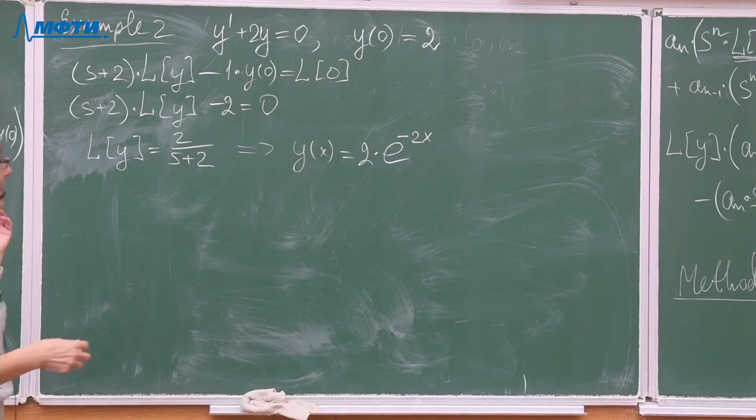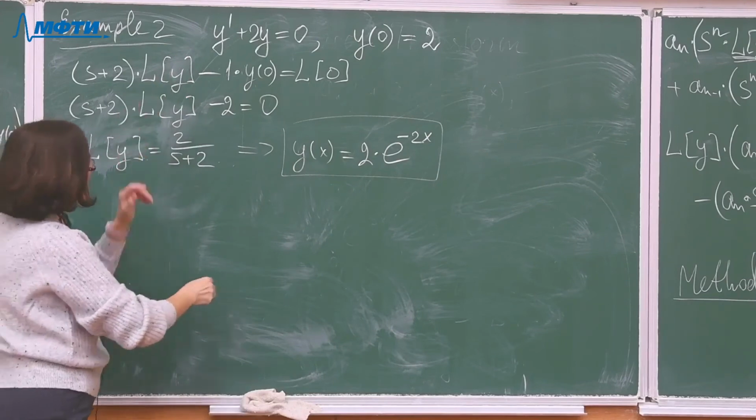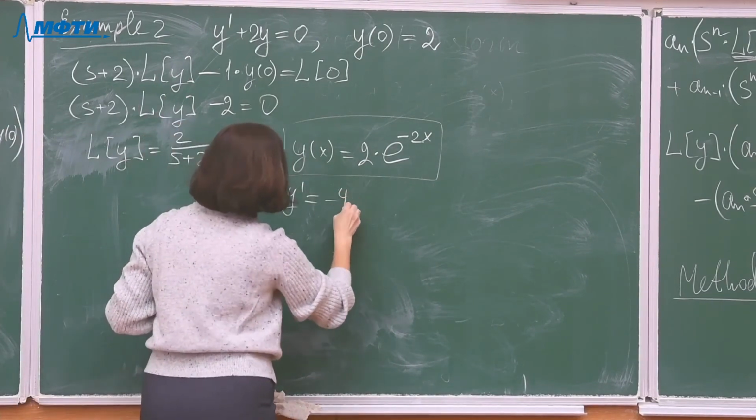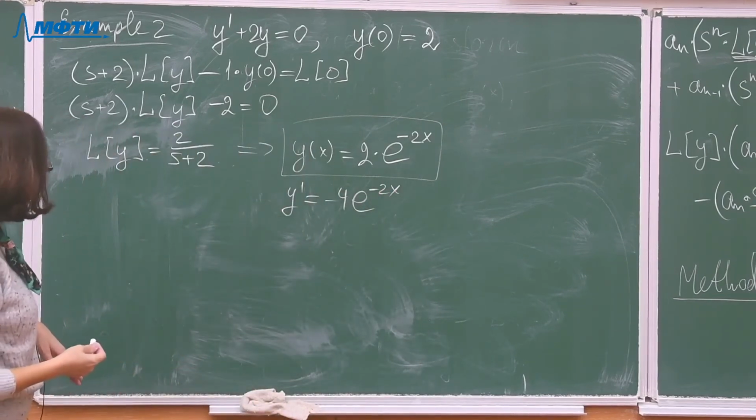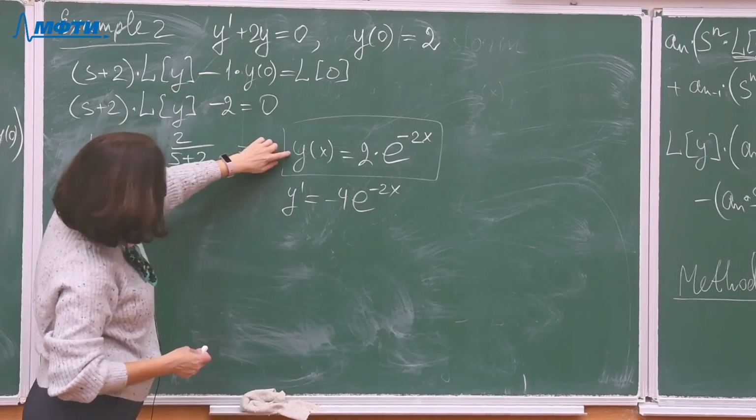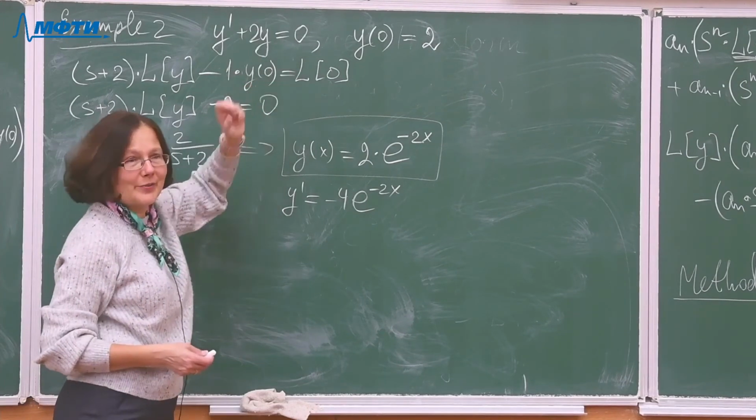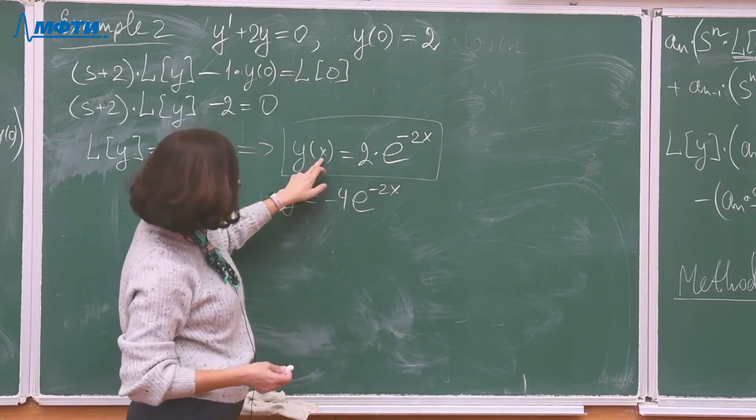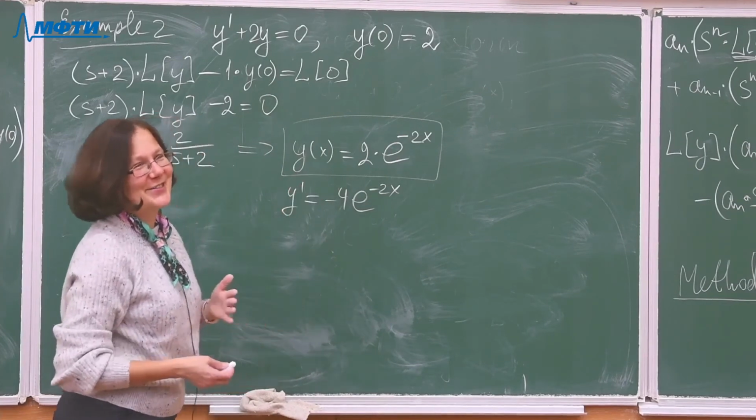Well, so this is the answer to our differential equation. Let's check. y prime is equal to minus 4e to the power minus 2x. Then if we multiply this by 2 and add to this function, we will get 0 as required. And the initial condition, y of 0 equals 2, right? So, magic.